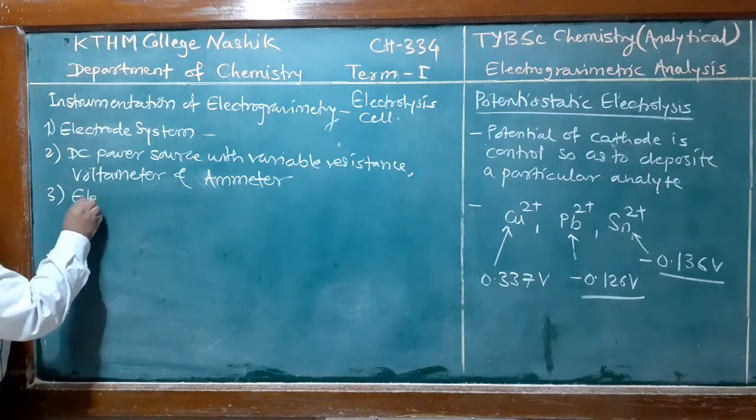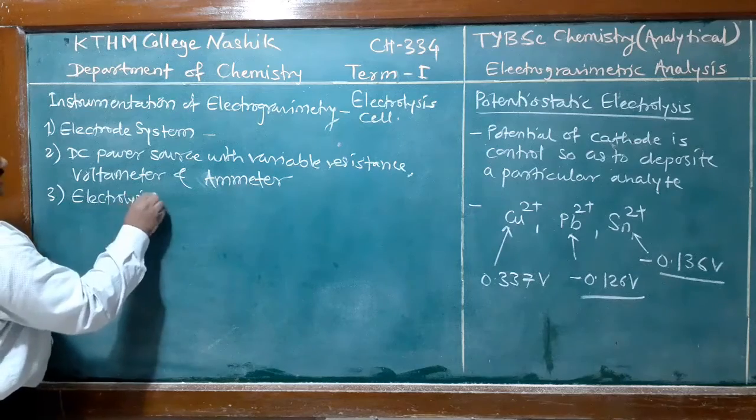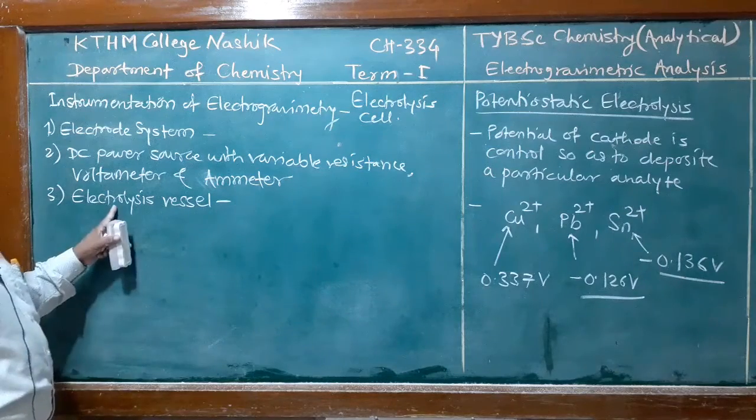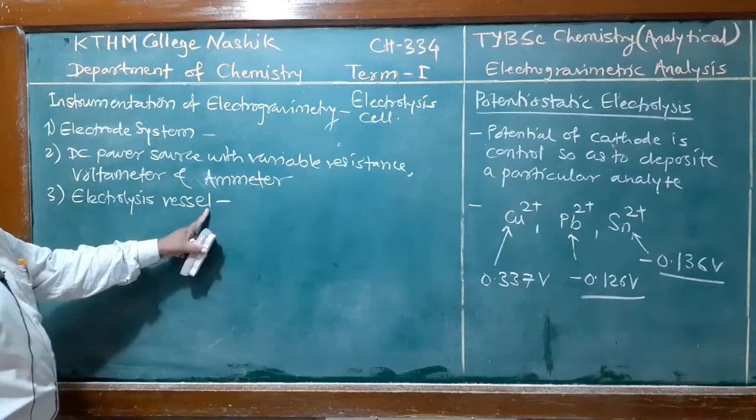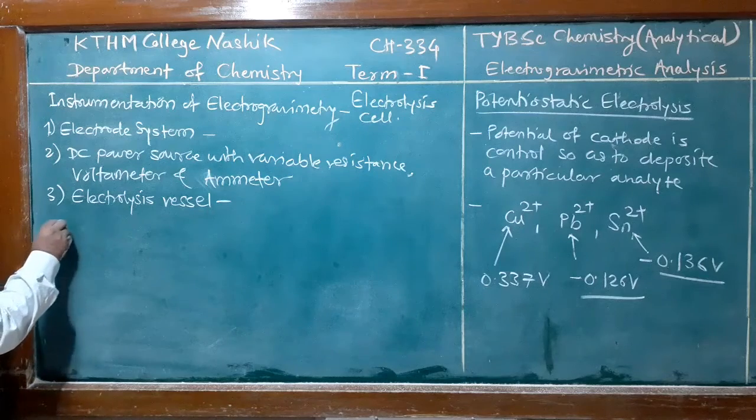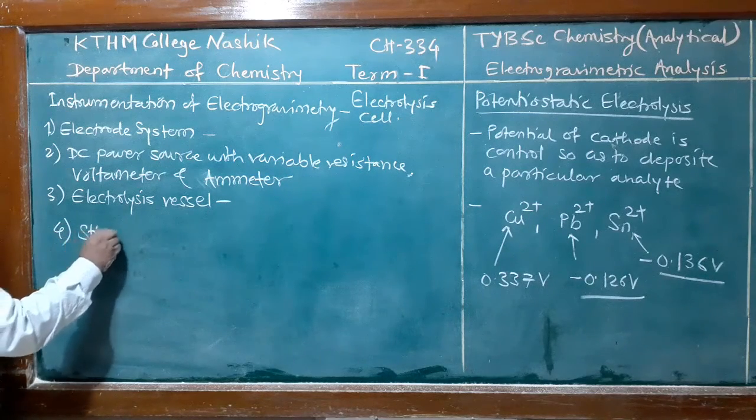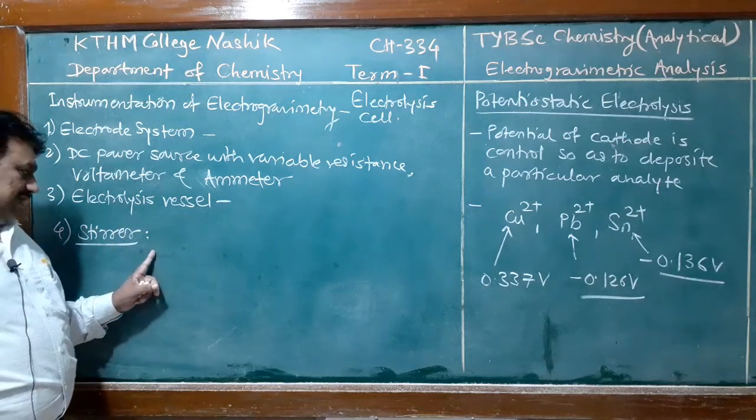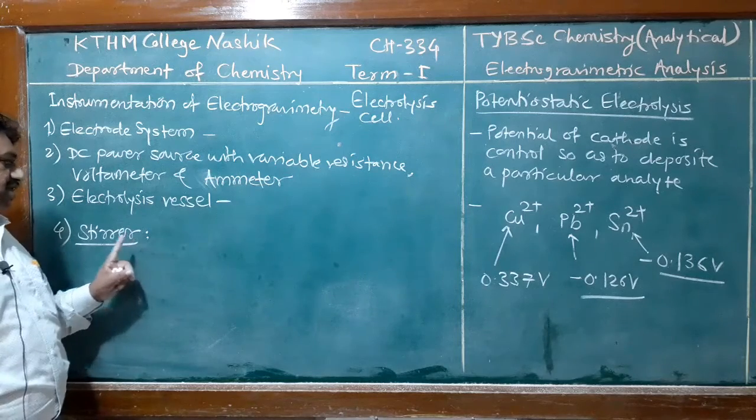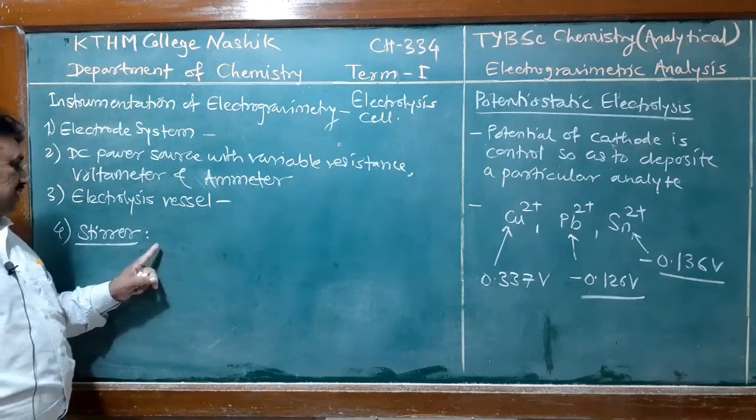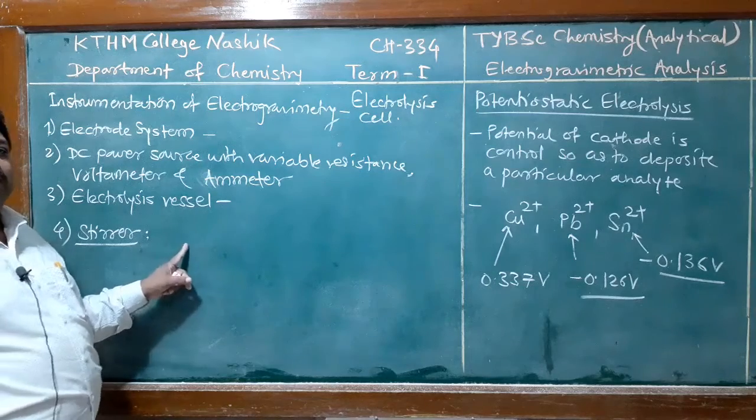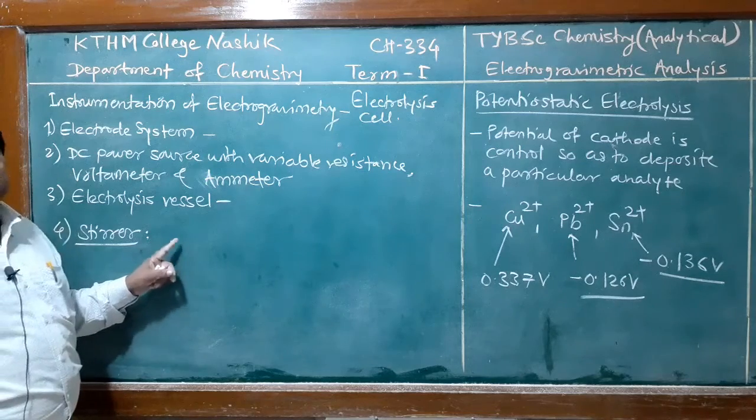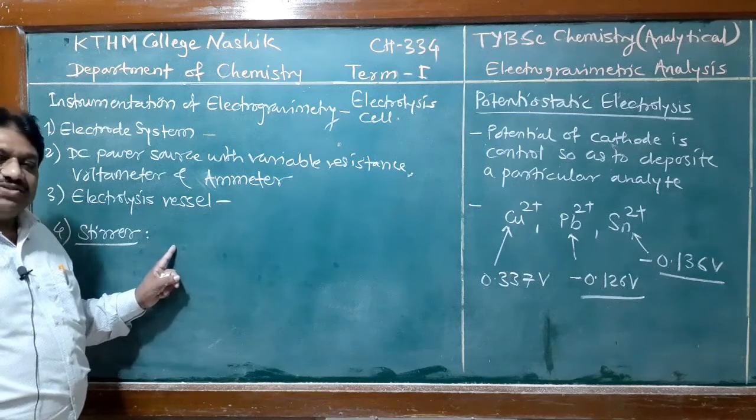Third component, electrolysis vessel. Electrolysis vessel is a tall form beaker without lip that can be used as an electrolysis vessel in the electrolysis cell. Number 4 is a stirrer. Stirrer means for rapid deposition of ion or analyte, stirring is carried out. And this stirring is carried out by using sometimes a magnetic stirrer, or in some cases the anode itself is rotated in order to carry out the stirring.